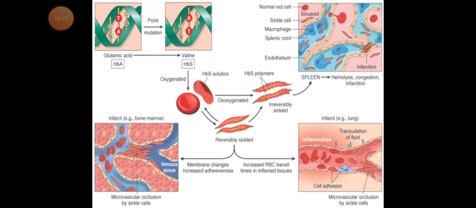In this figure you can see glutamic acid is replaced by valine, which leads to HbS. Because of this, HbS polymerizes, and these polymerized cells, when blocked in an end artery, will lead to end organ damage.